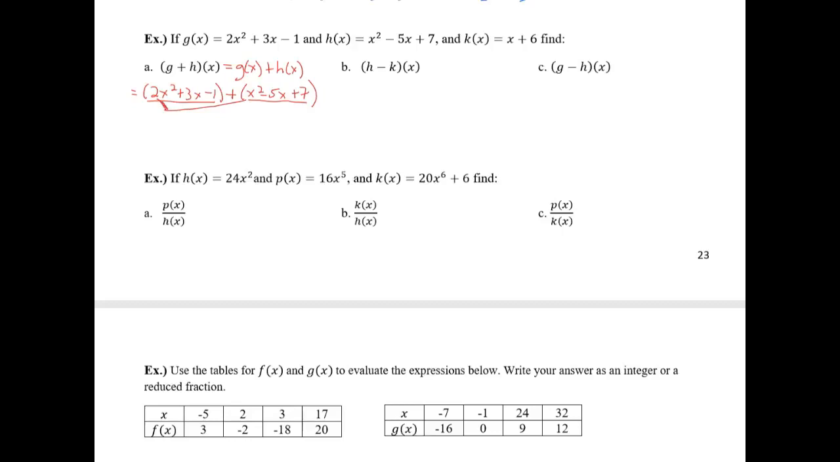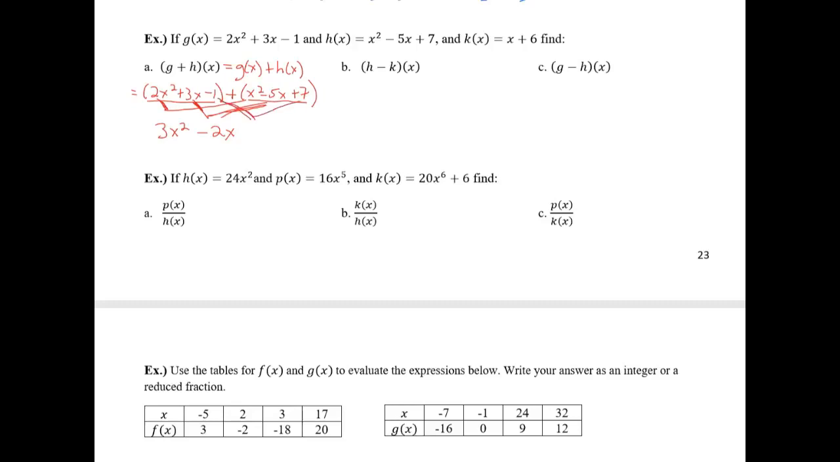2x squared plus 1x squared would be 3x squared. I can add my x terms, 3x and a negative 5x. So 3 plus a negative 5 would be negative 2x. Now when I add these, it does not become x squared, right? When I'm adding apples to apples, it stays apples. It doesn't become squared or cubed or anything like that. When you're adding like terms, that variable stays the same.